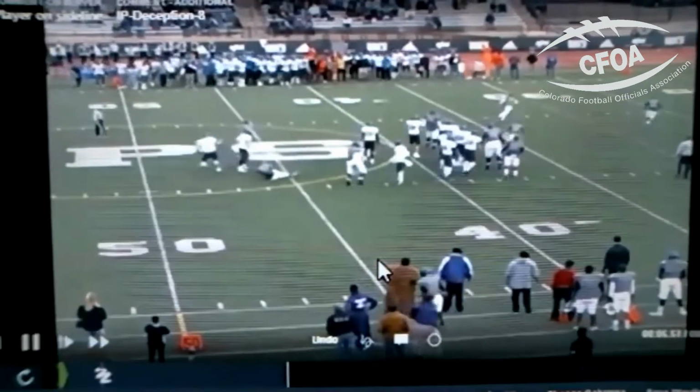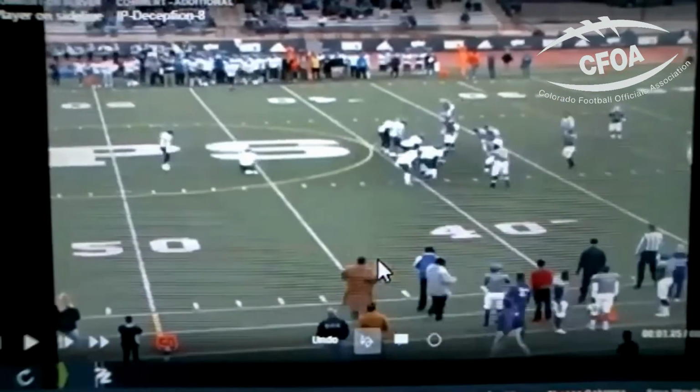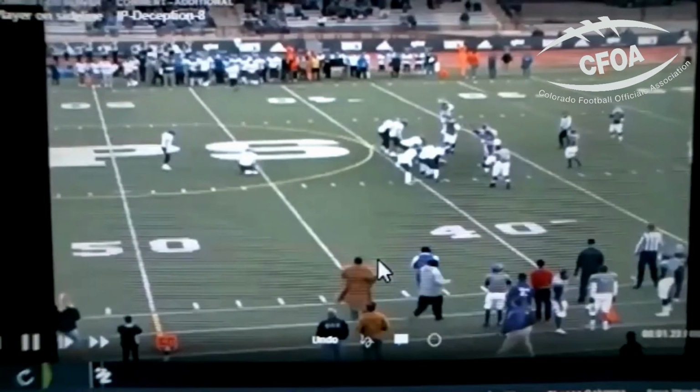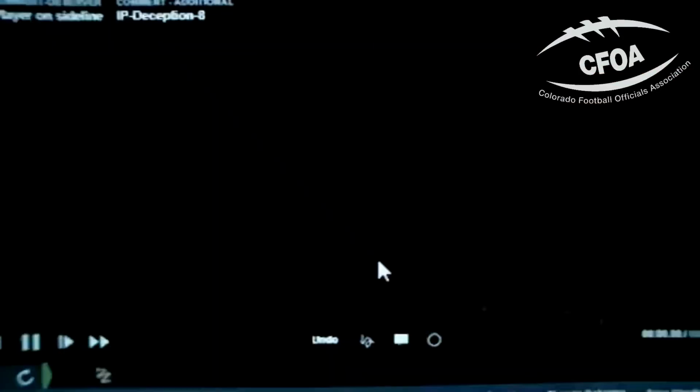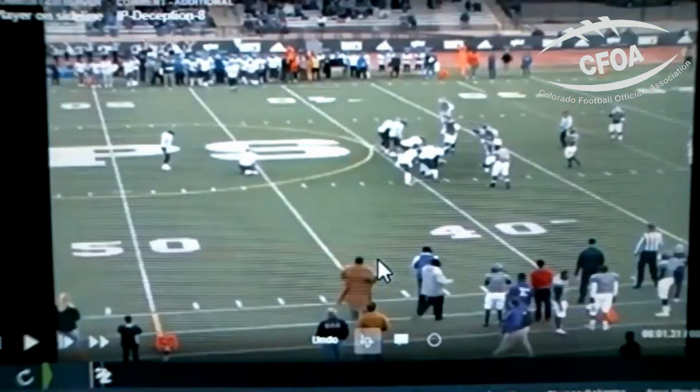Why is there not an official over there? I don't know. He went under the goalpost. I don't understand that. Field goal attempt. Oh, hold on. Under the goalpost with the back judge. It was a field goal.